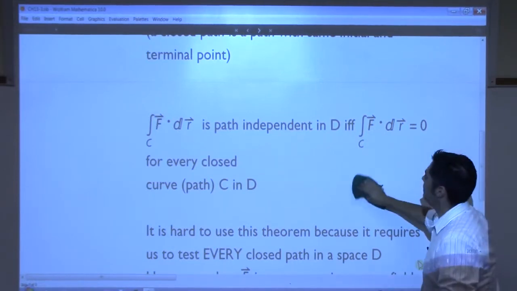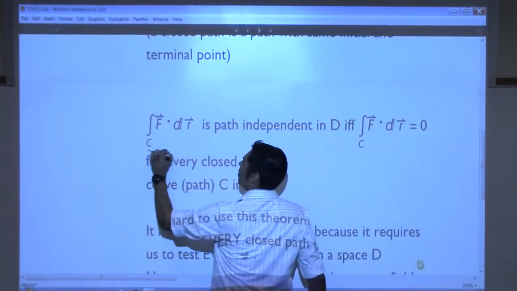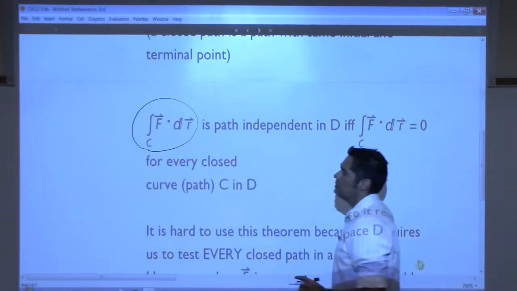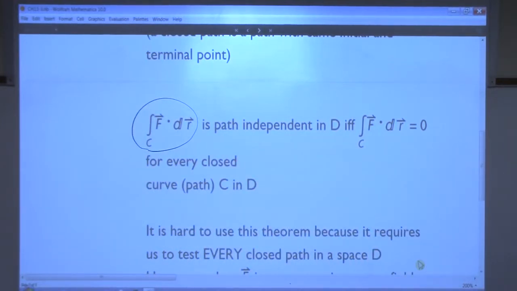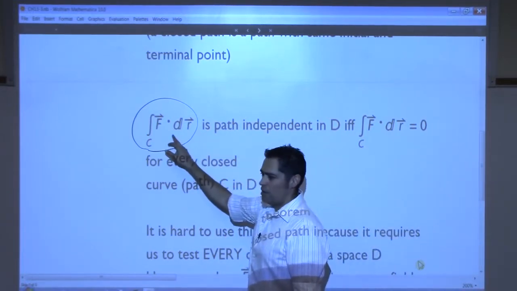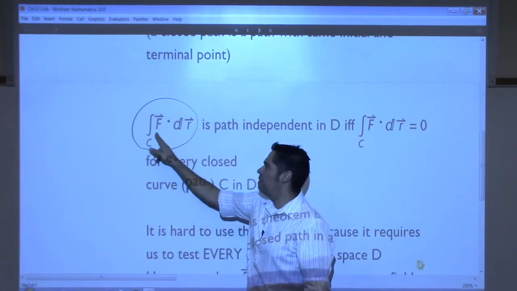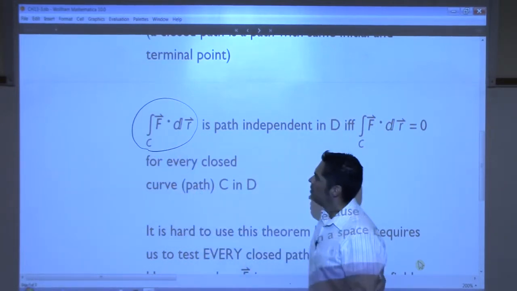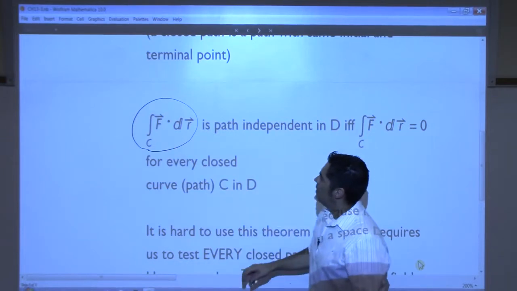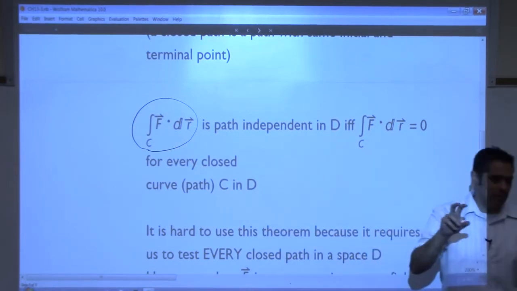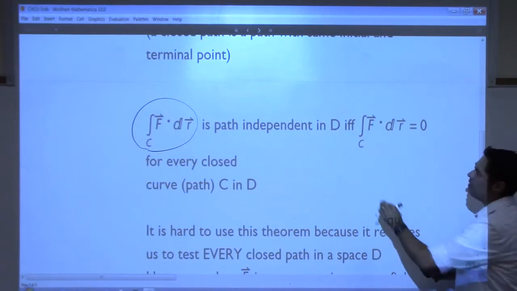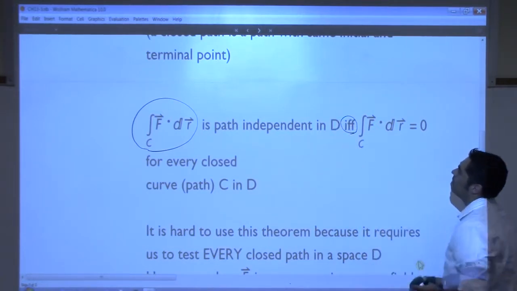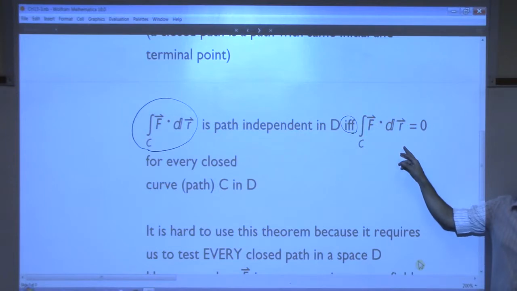The theorem says that if the line integral of a vector field over the curve C, F dot dr, which is work, right? If F is like a force field, then that's work. That integral is what we call path independent if and only if the answer is 0 for every closed curve path C in D.